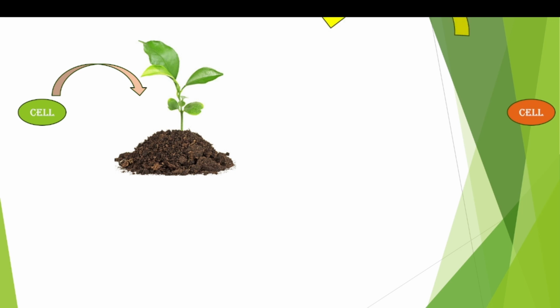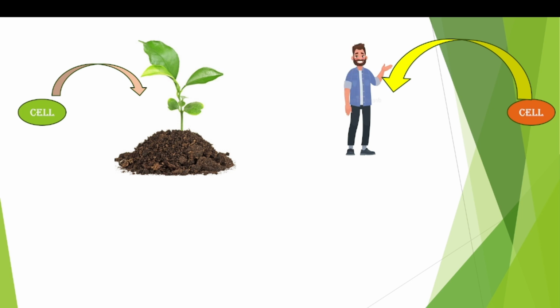Similarly, if you take an animal cell, it can also generate an entire organism. It is also called totipotency. That means if any cell can generate an entire organism, that is called totipotency. In the case of animals or plants, if any cell can generate an entire organism, or entire plant, or entire animal, this property is known as totipotency.